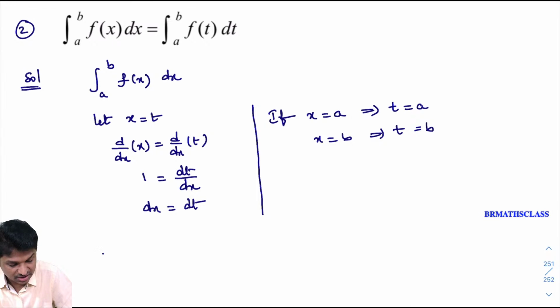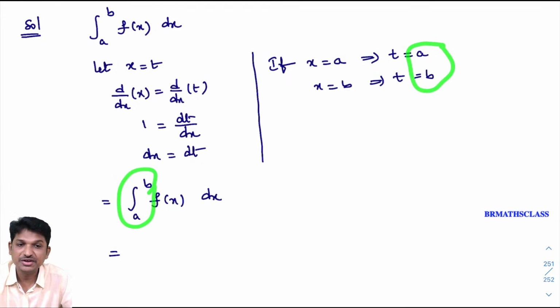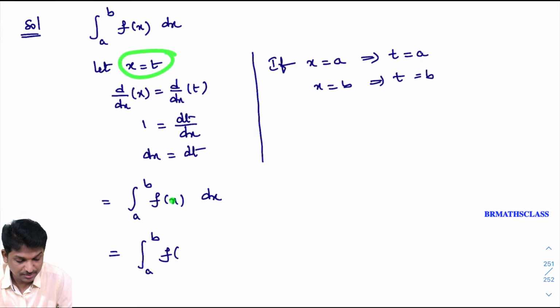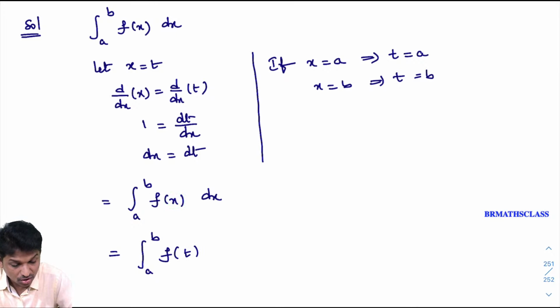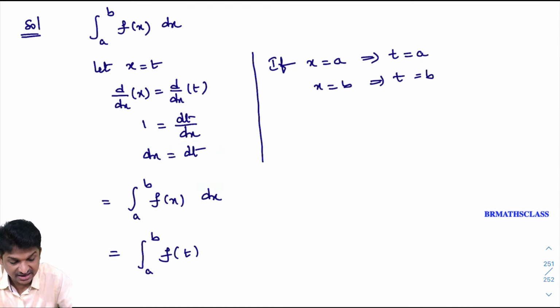First, I will take that question: integral of a to b f of x dx. This is the LHS part. Now I will substitute these things in this. The limits here are a to b. What did I get? The limits are not changing. Limits are from a to b only. Integral of a to b f of x. You observe here, we take x as t, so in place of x, you write t, f of t. What is dx? We got dx equal to dt, so in place of dx, I can write dt.